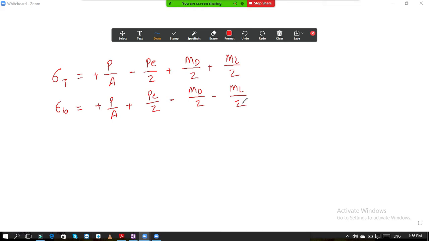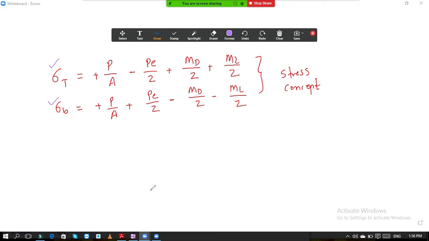Okay. So this is your final equation of stress concept. By using this concept, now we are going to find out the value of total stress at top and the value of total stress at bottom. Okay.